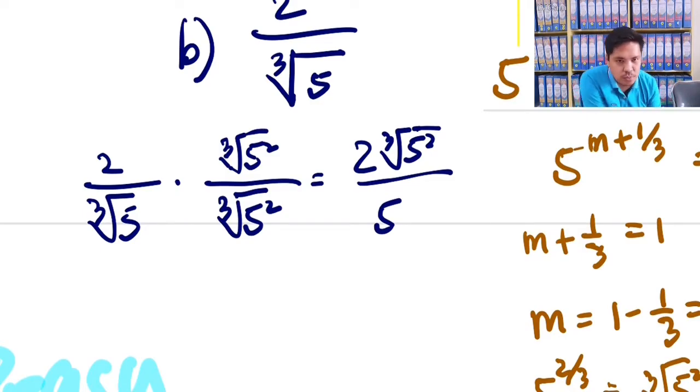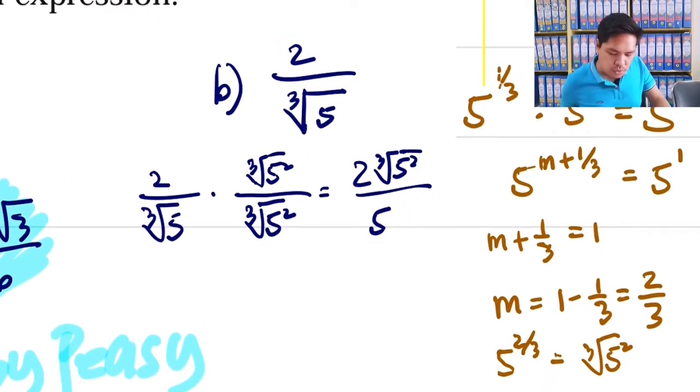But wait, there's more. Maybe we can still do this, rationalizing the denominator. Okay. So we still have a denominator here. What other approach should we use for this? We can also do it this way.